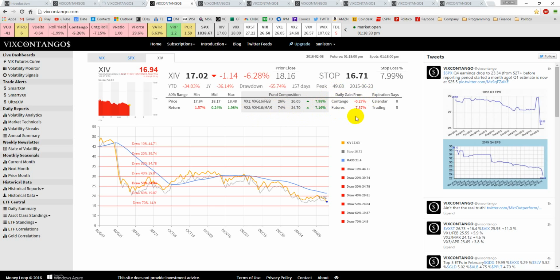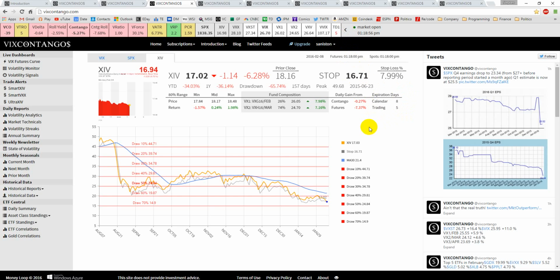This section here calculates the daily gain, how much of the daily gain of XIV comes from contango, and how much it comes from the move in the VIX futures. And then here we have the expiration date, how many calendar days we have to expiration, in this case 8, and how many trading days we have to expiration, in this case 5, which matches the number up here on the volatility ticker bar.